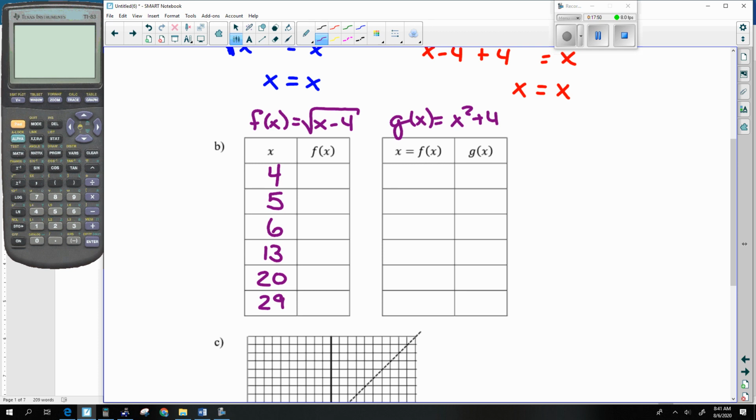Okay, so numbers bigger than 4, and then plugging and chugging. So this is going to be 0, this is going to be 1, this is going to be, I don't know why I chose a 6. This is going to be square root 2. Whatever, silly number to choose. That's going to be square root 2. 13 is 3.